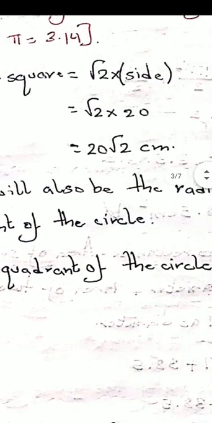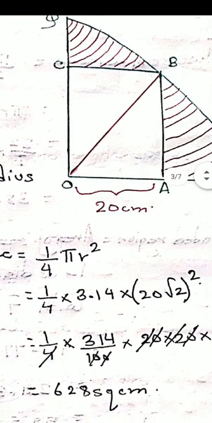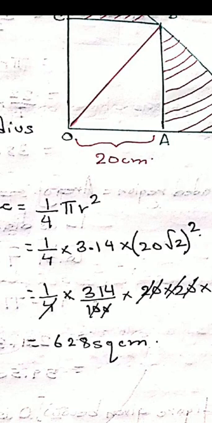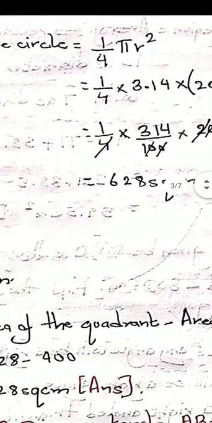So area of the quadrant of the circle equals 1 by 4 pi r square. 1 by 4 into 3.14, because the value of pi has been given as 3.14. That's why I'm not using 22 by 7. So 1 by 4 into 314 by 100. I'm converting 3.14 as 314 by 100. After doing all the calculations, you will get 628 square centimeter.